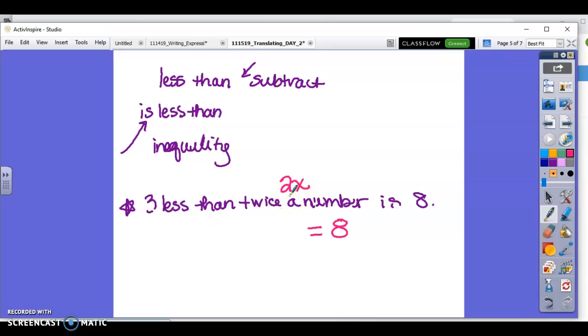So let's think back to something else. Let's think back to real life situations. So let me do this one first. So this would be 2x and I want 3 less than. So I'm going to subtract 3. So I'm going to go and hopefully kind of explain this to you where it makes sense.